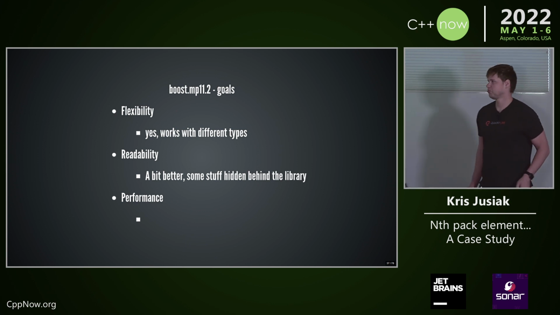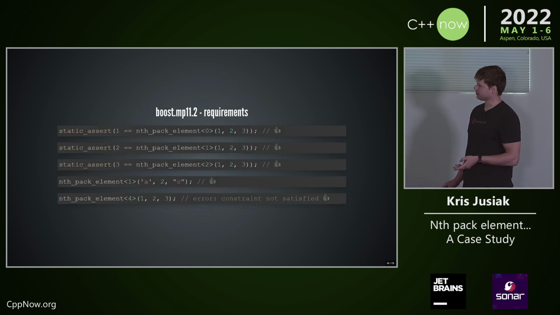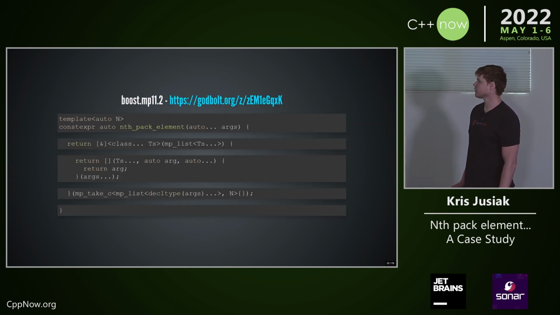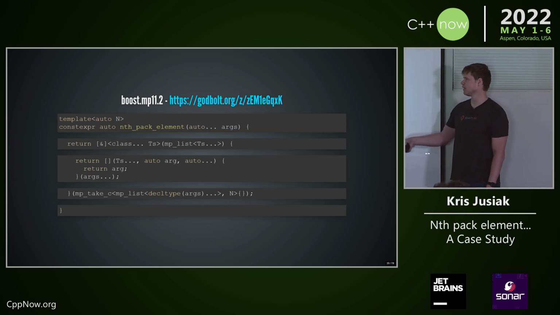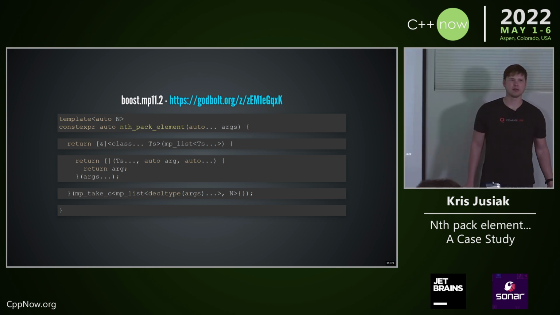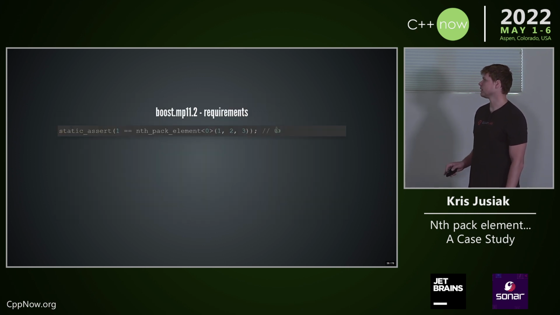It's flexible. I would say that it's a bit better to read than the previous solution because we use some library features, so a lot of things are hidden. If you read the documentation and we know what mp_take does, it may be easier to follow. But not necessarily. It's still a bit of dark magic with this immediately invoked lambda. But that's where we are with C++.